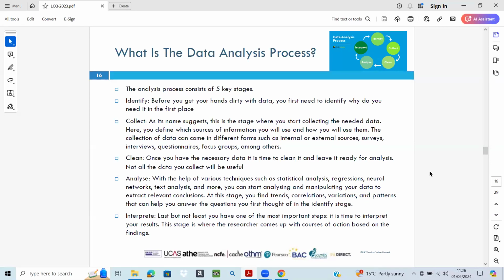That is all with the aspect of clean. Then we have analyze. So, analytical techniques: we need to utilize various data analysis techniques such as statistical analysis, regression analysis, machine learning algorithms, text analysis, and data visualization tools to explore and analyze the data.